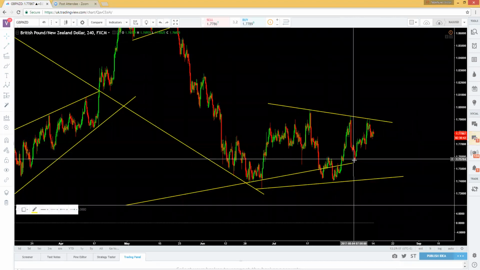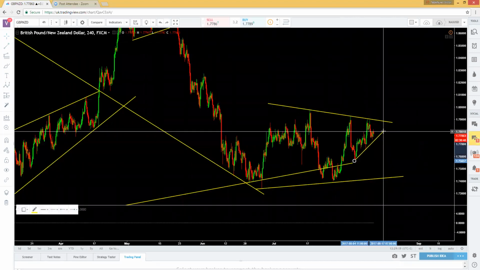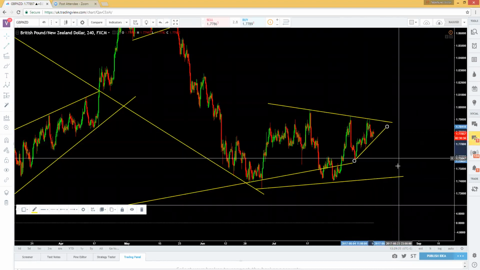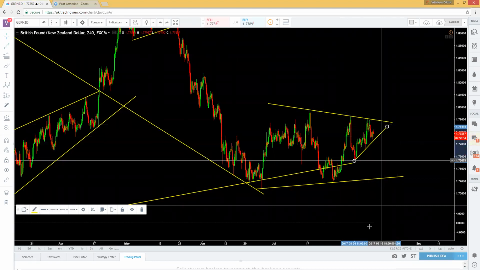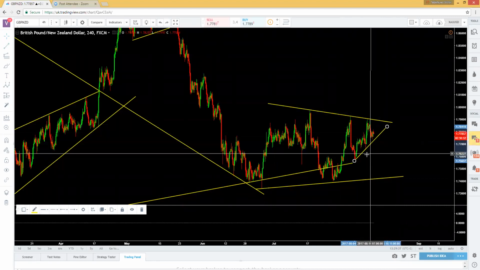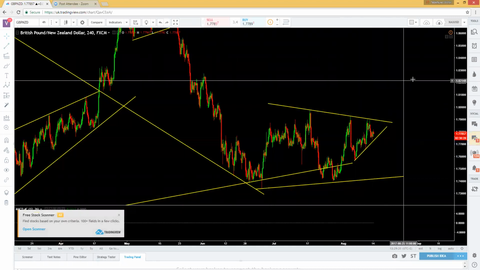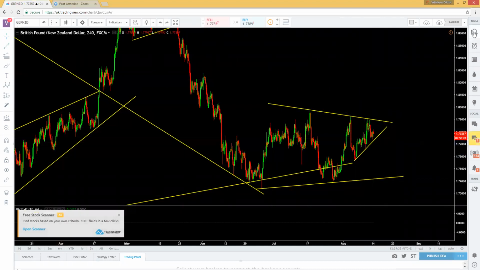Okay, for now, this is what we have. We're just going to monitor it and see what it does. It's more or less likely to go down because we have the impulse and the correction, we should go down. But either way, it will give us an indication of what it's going to do first. We've got the bias on that one.